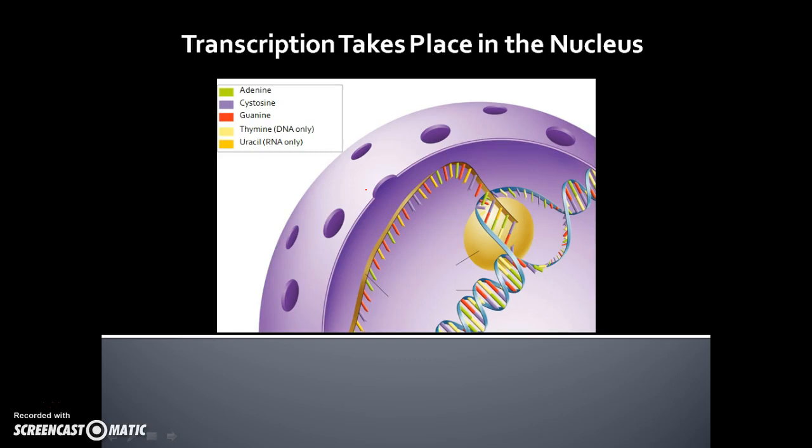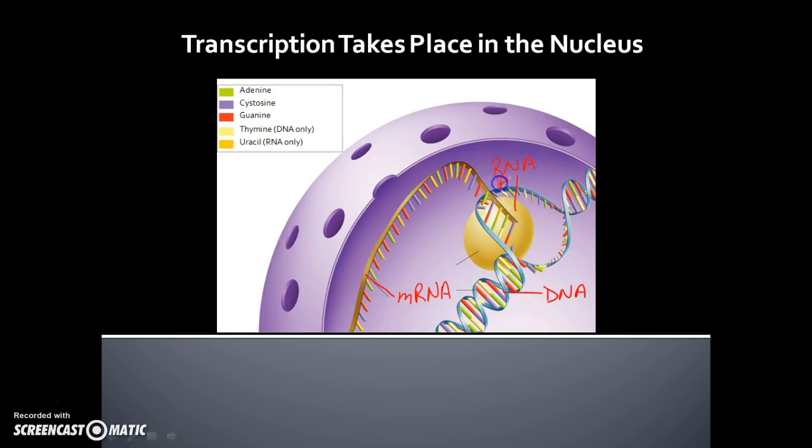Transcription takes place in the nucleus, and here we can see our DNA molecule and our messenger RNA coming off of it. This piece right here is messenger RNA, and this is our DNA molecule. We're inside the nucleus, and this gold ball right here is the only enzyme that we are going to use.